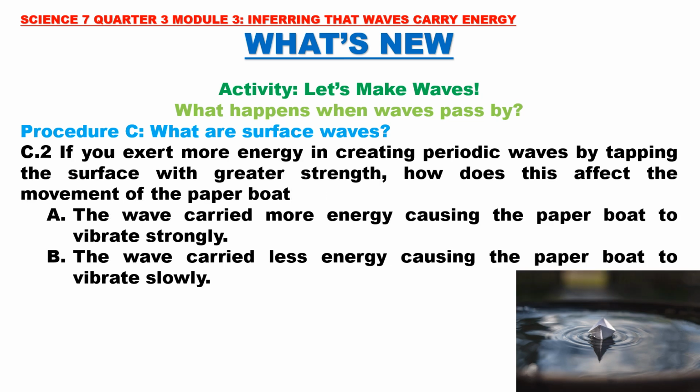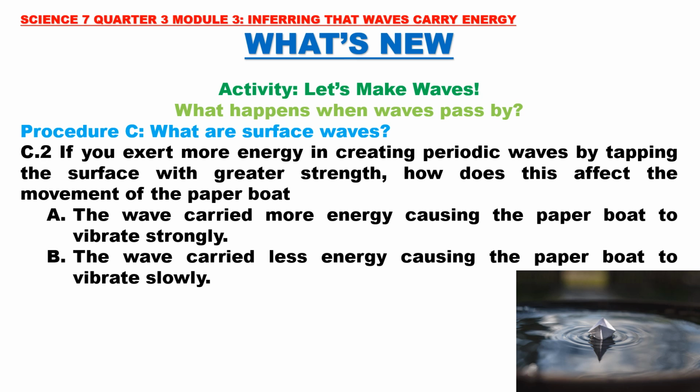Next, C2. If you exert more energy in creating periodic waves by tapping the surface with greater strength, how does this affect the movement of the paper boat? So A, the wave carried more energy, causing the paper boat to vibrate strongly. Or B, the wave carried less energy, causing the paper boat to vibrate slowly.